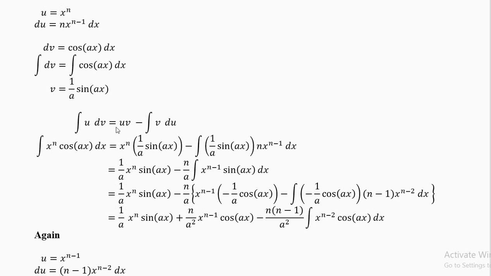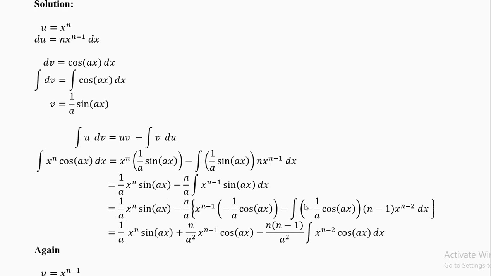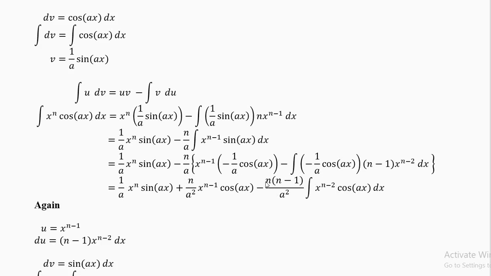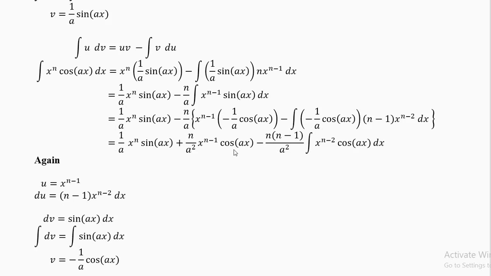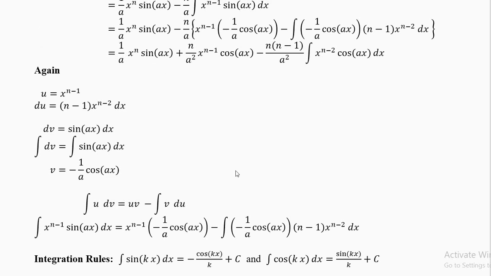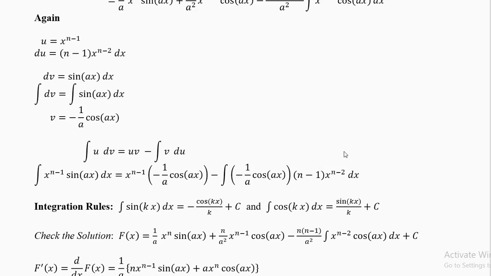First time when you integrate by parts, that cosine will become sine with some numbers outside, and the reduction will be from n to n minus 1. Then again you integrate one more time, sine ax into x power n minus 1. The integration is done explicitly here. You will get again a reduction by 1, n minus 1 minus 1 is n minus 2. And your reduction formula is written over here. Again you can differentiate and check.